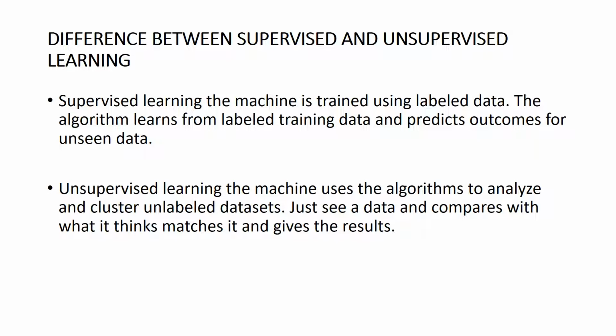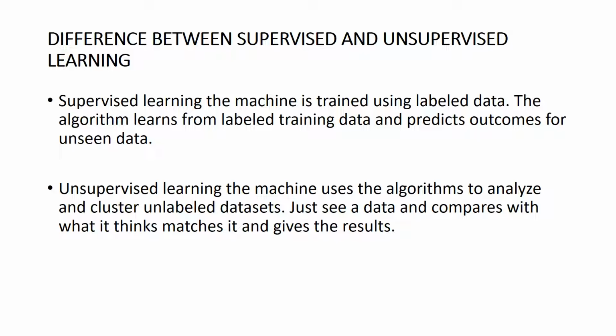Now, there is a difference between supervised and unsupervised learning. First of all, in supervised learning, the machine is trained using labeled data. What is labeled data? The algorithm learns from labeled training data and predicts outcomes for unseen data. Those algorithms are labeled and given to the AI, such that when it looks at something and relates it with what it has, it automatically detects that that's what it wants.